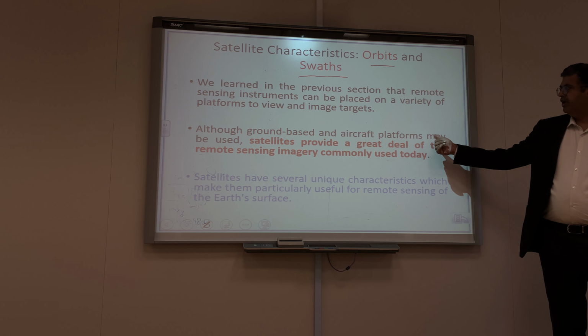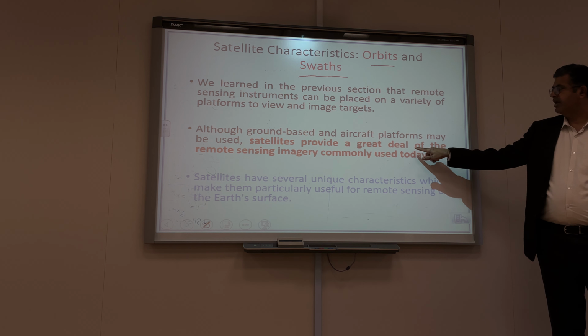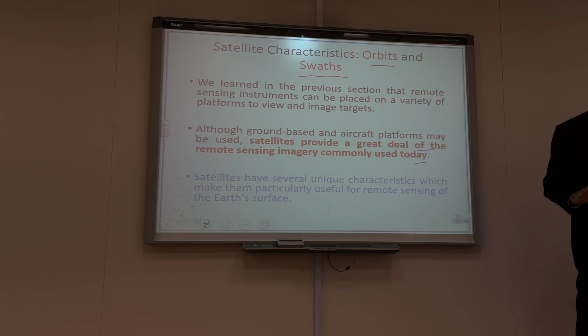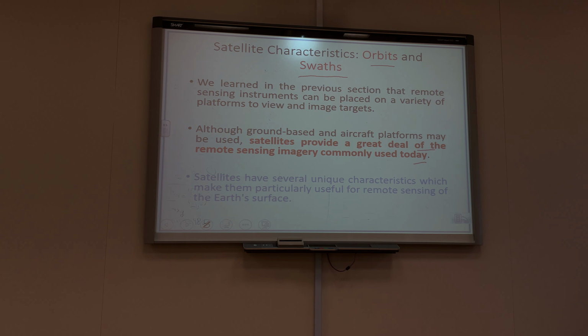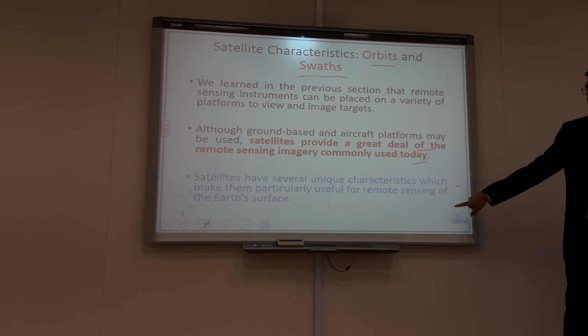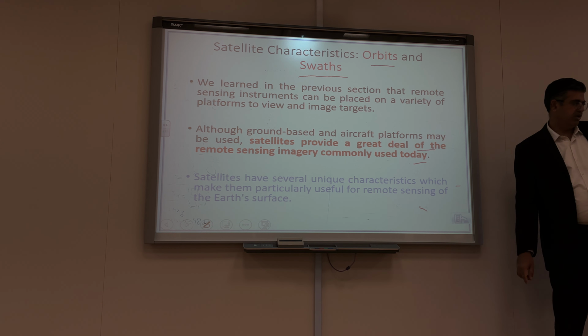Although ground-based and aircraft platforms may be used, satellites provide a great deal of the remote sensing imagery commonly used today. Most of the images we use for remote sensing purposes come from satellites. Satellites have several unique characteristics which make them useful for remote sensing of the Earth's surface.